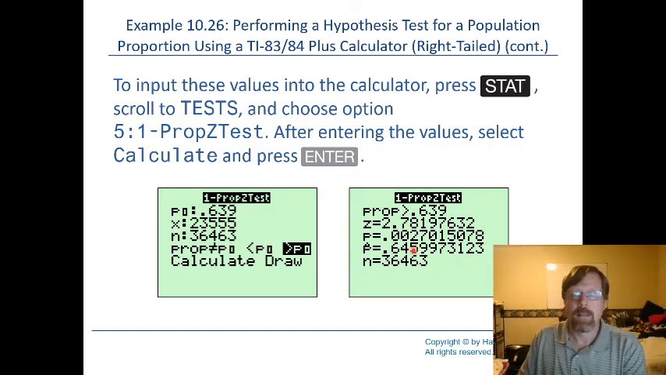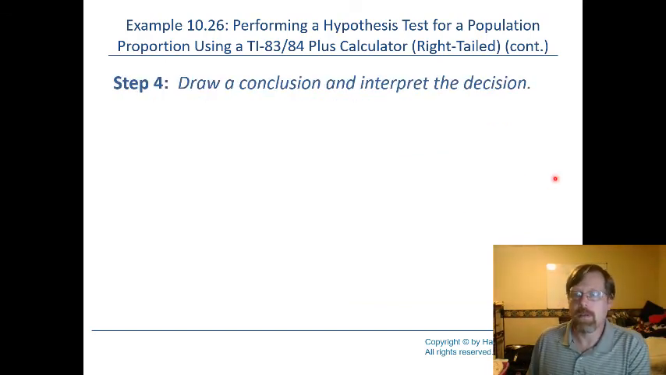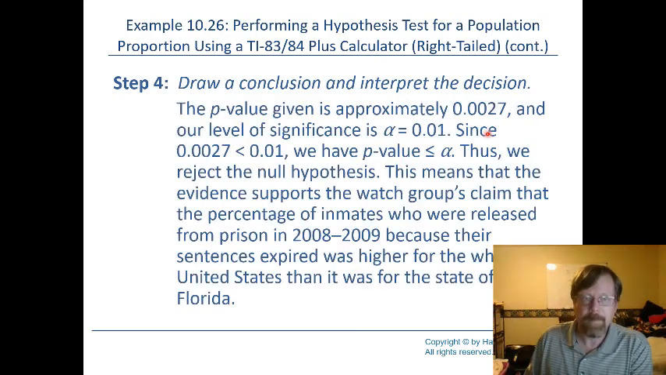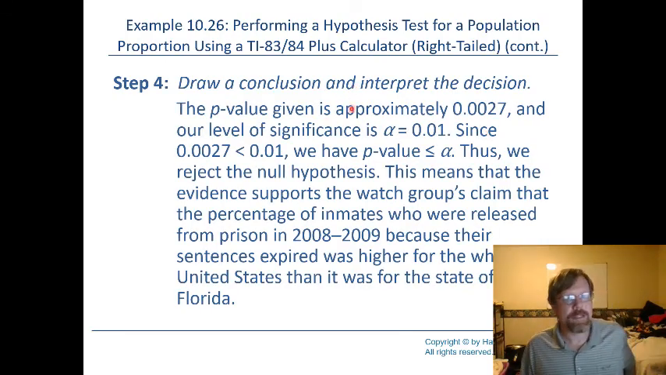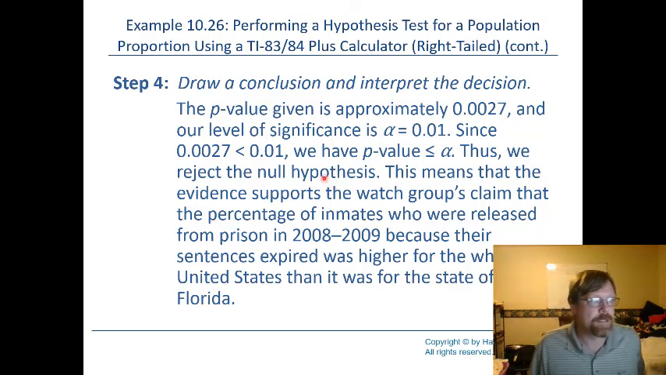So let's draw a conclusion. 0.0027 is less than 0.01. So we have a p-value less than or equal to alpha, so we can reject the null hypothesis. The evidence supports the claim that the percentage of inmates was higher for the whole U.S. than it was in Florida.